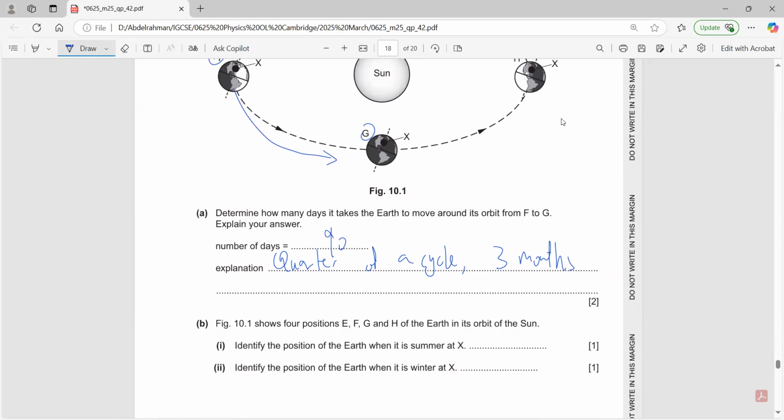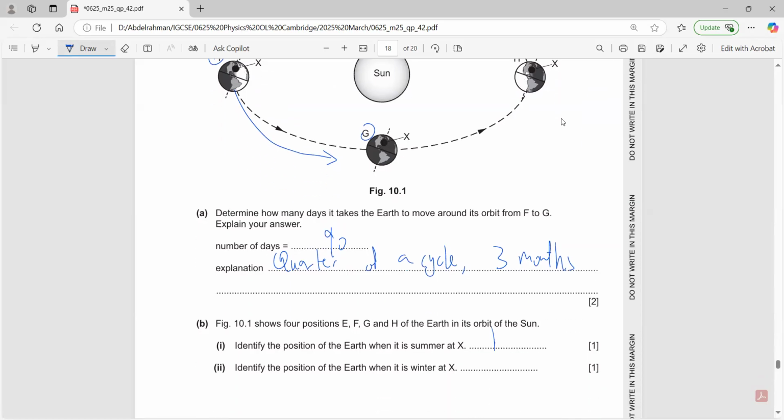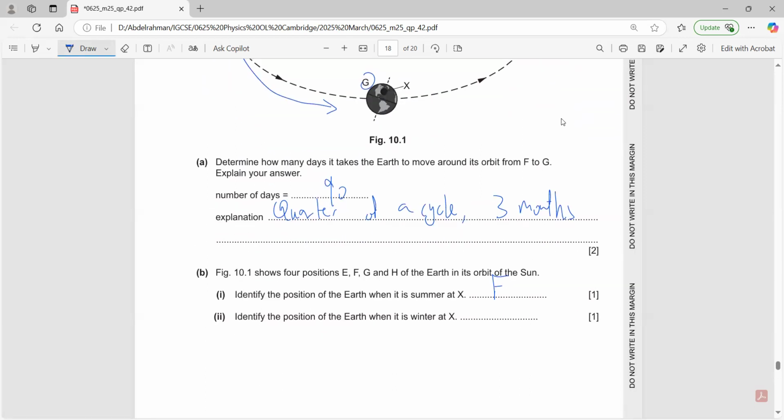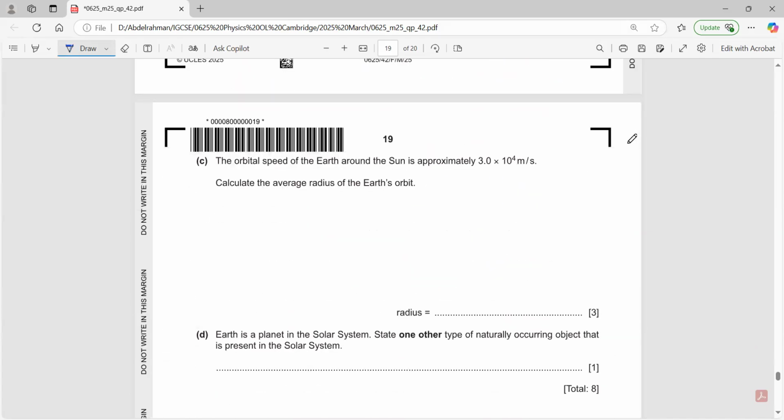Figure 10.1 shows 4 positions: E, F, G, and H. Identify the position where it's summer at X. If you think about it, X is the northern hemisphere. So to be at summer, you need the northern hemisphere to be facing the sun, which is at point F. What about winter? It needs to be facing away, so it's at point H. F is pointing towards the sun, summer. H is pointing away from the sun, so it is winter.